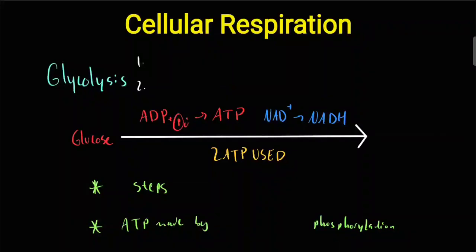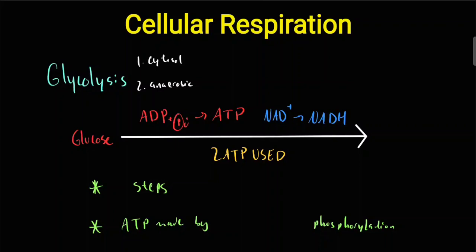Today, we're going to be talking about cellular respiration and going through all the steps. So let's begin. Now, the first step is glycolysis, and the two important things to remember is that glycolysis occurs in the cytosol, and the entire process is anaerobic, meaning oxygen is not present.